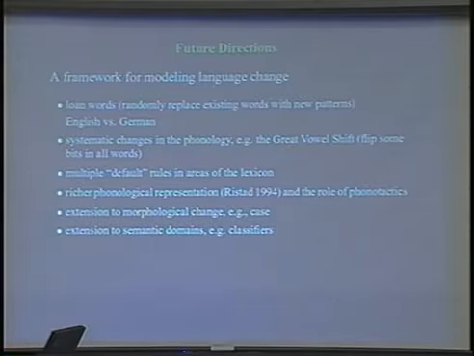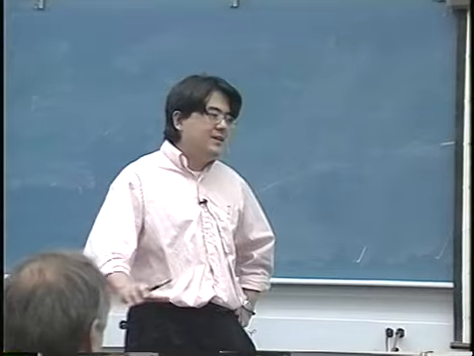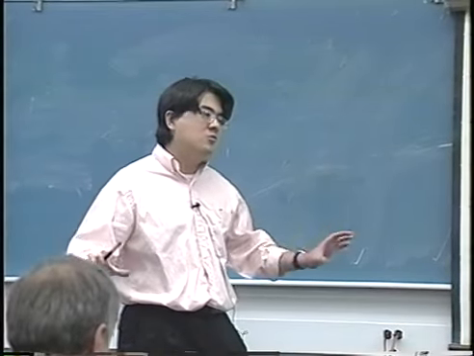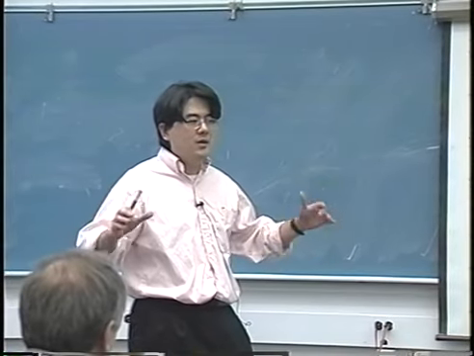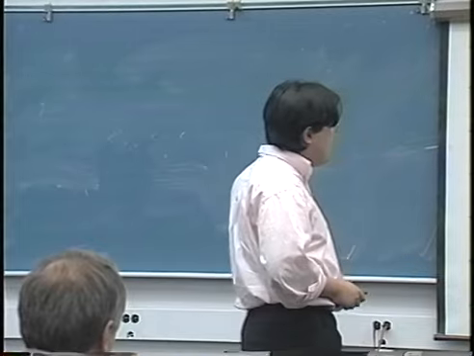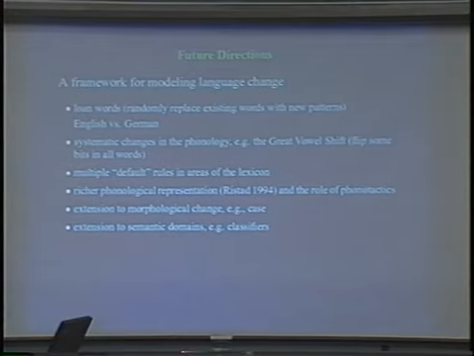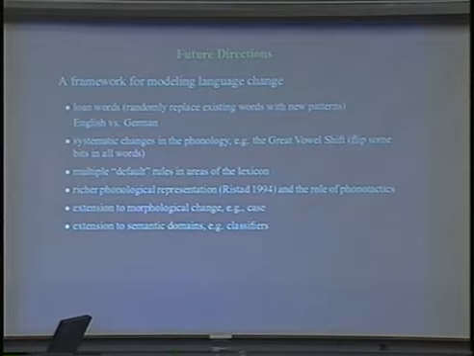You can certainly have, say, all the words, let's imagine all the words that start with an A have a default rule, and all the words that start with a B have another default rule. And in those two groups, you may have more irregular rules. So the default doesn't have to be unique. And certainly you can do richer phonological representations. It's a very good paper by Eric Ristad, but as far as I know, it's never been extended.